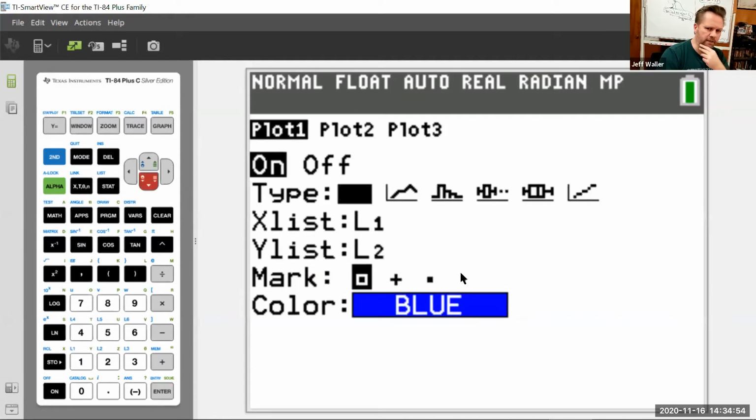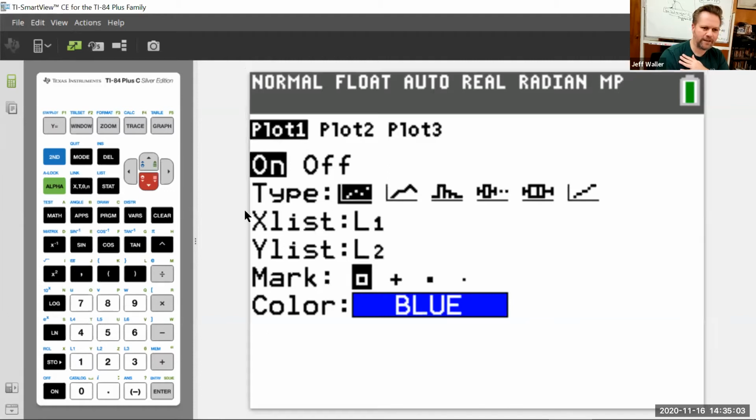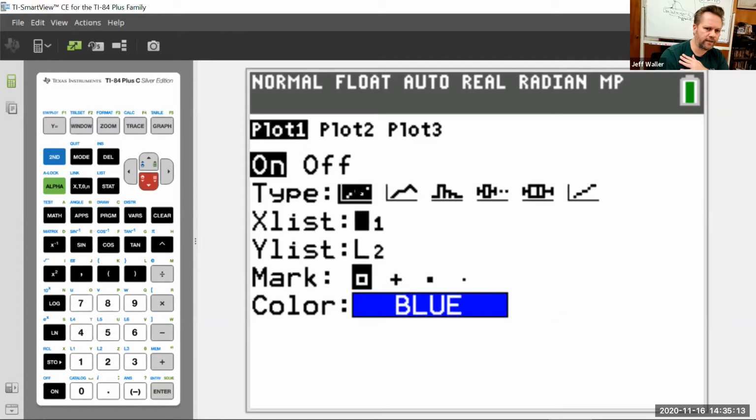Look at all the stuff you could have done. There's histograms, there's box and whisker plots. But what we want to create is a scatter plot. We want this first plot. So make sure this is highlighted. Just hit enter and highlight this first one. Is everybody with me? Let me know the minute you're not with me.